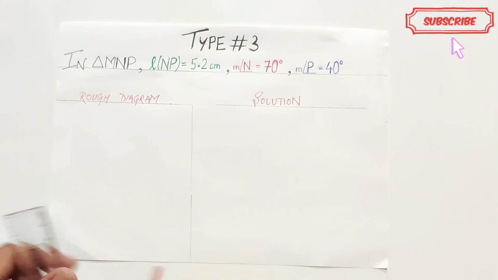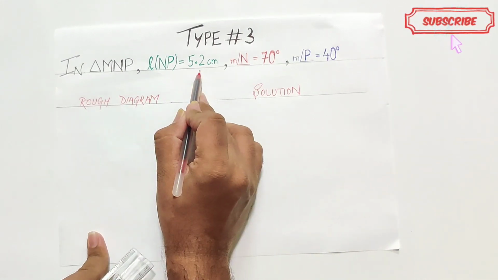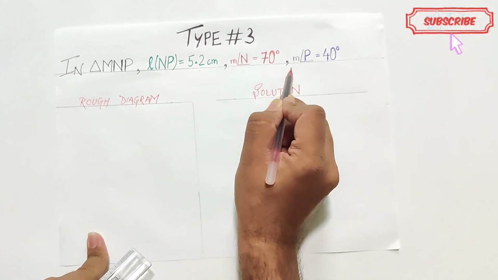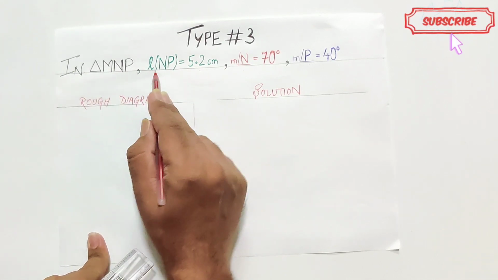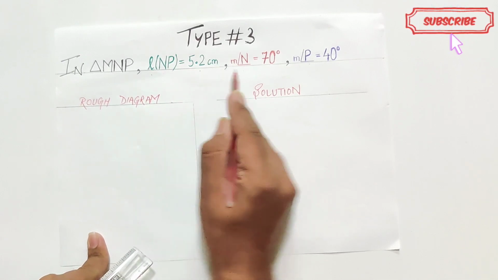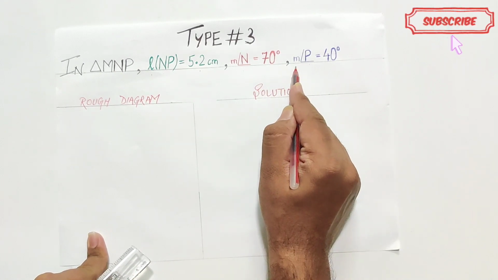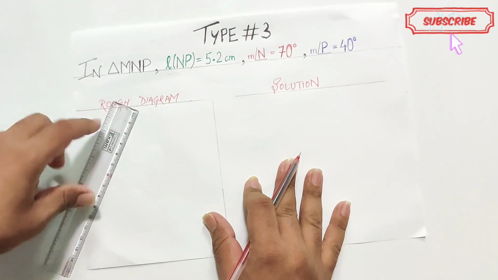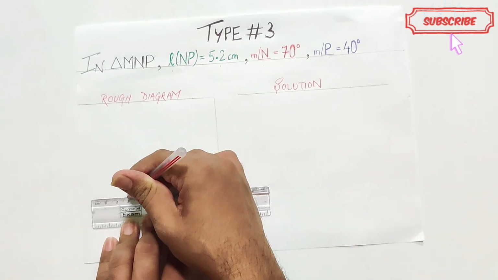Let's start with type number 3. In this, the measure of one side would be given and the measure of two angles would be given. So let's read the question quickly. In triangle MNP, length of NP is equal to 5.2 centimeters, measure of angle N is equal to 70 degrees, and the measure of angle P is equal to 40 degrees. Let's quickly make a rough diagram. How do we make a rough diagram? Draw a triangle of any measure.